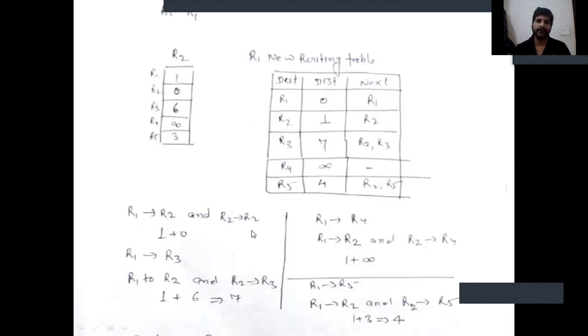These are calculations. So how do we calculate the value of this distance? Suppose R1 to R2 is a direct path, and R2 to R2 is 0. So 1 plus 0. Next, R1 to R3: no direct path exists between R1 and R3, so we use R1 to R2 and R2 to R3. R1 to R2 is 1 and R2 to R3 equal to 6. So the distance is calculated as 7 like that.